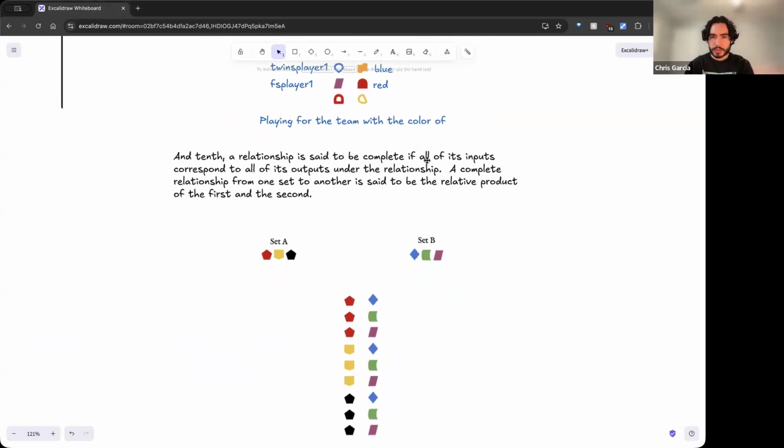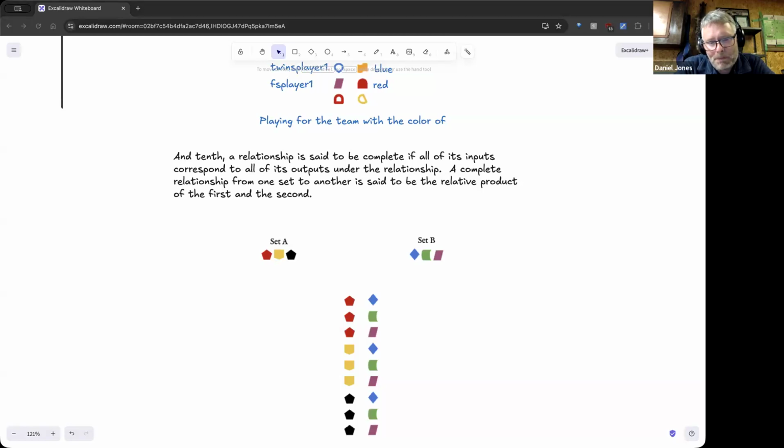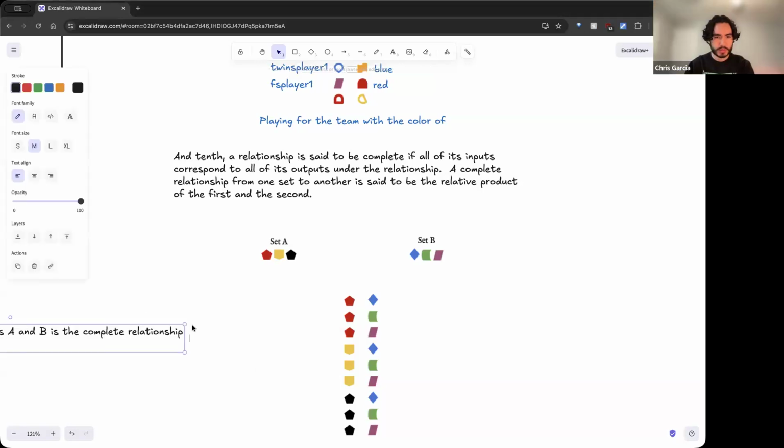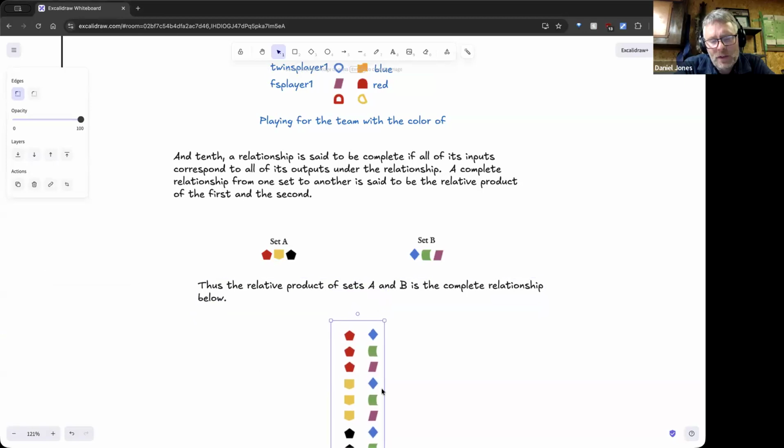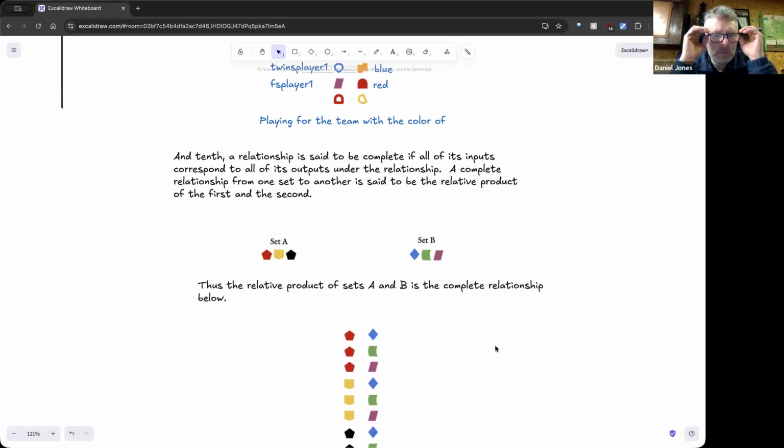A relationship is said to be complete if all of its inputs correspond to all of its outputs under the relationship. Isn't this called a permutation? Maybe? No. I think it is called a permutation. In probability, this is referred to as a permutation.